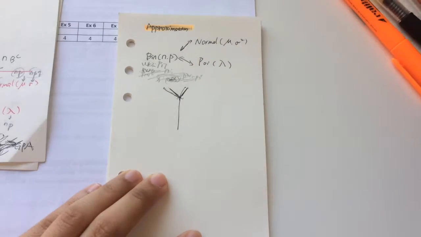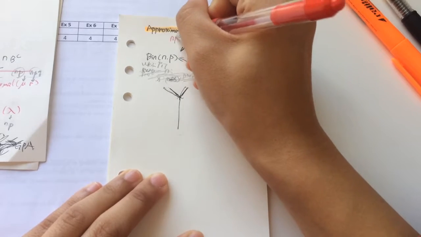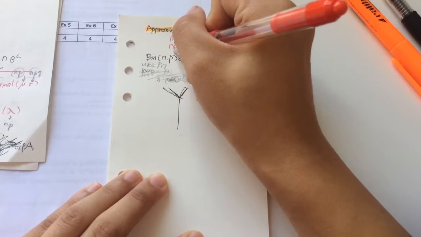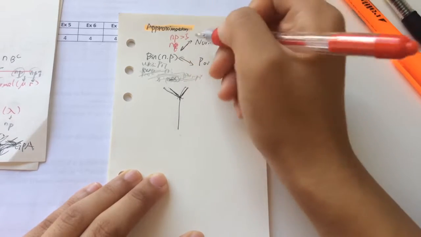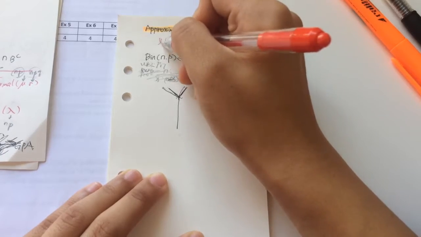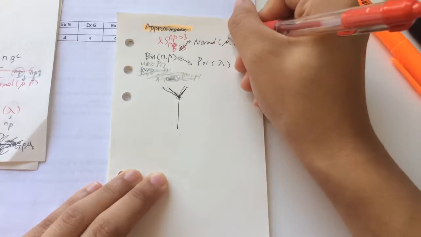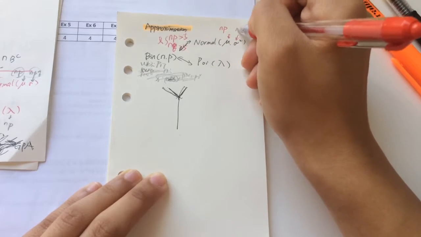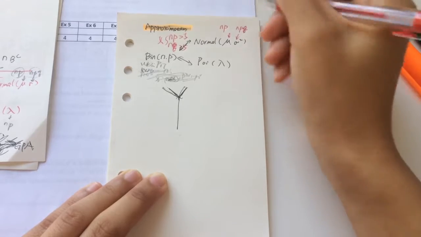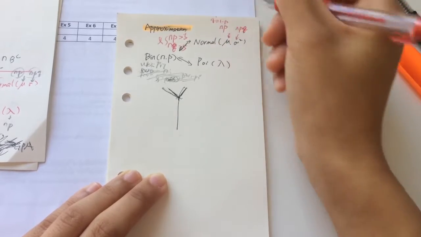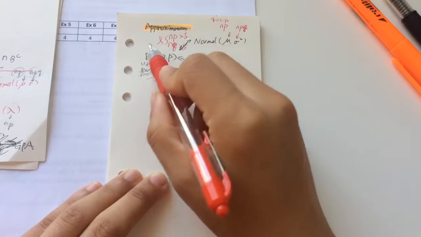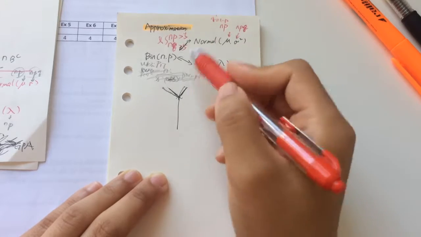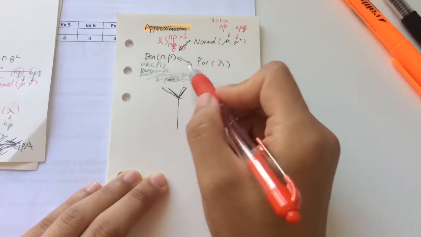The rule is NP is greater than 5, AND NQ, where Q is 1 minus P, is greater than 5. In this situation, mu is equal to NP, and sigma squared is equal to NPQ, where Q equals 1 minus P. If you want to go this way, you need to have these two conditions met. If not, there is another condition.